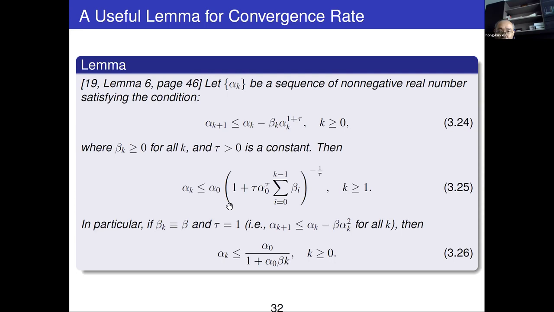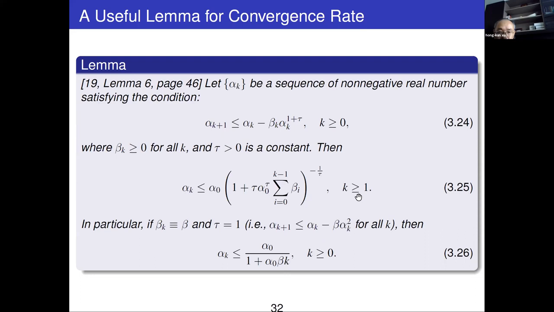Now in particular, if beta k is a constant and tau equals 1, that means alpha k satisfies this inequality, then you have the rate of convergence like this: alpha k converges to 0 at the rate of 1 over k. Now this is a very powerful part in getting the rate of convergence for FWA. Let me show you the result.